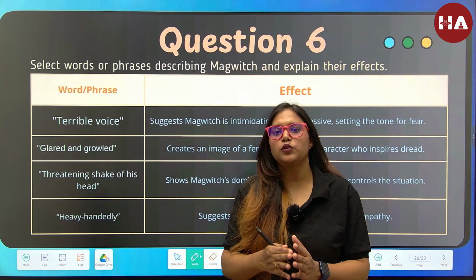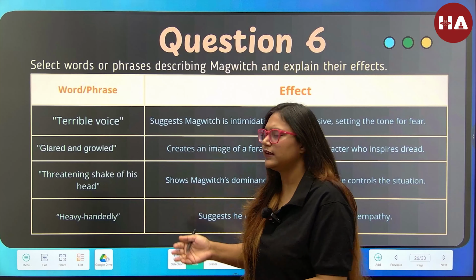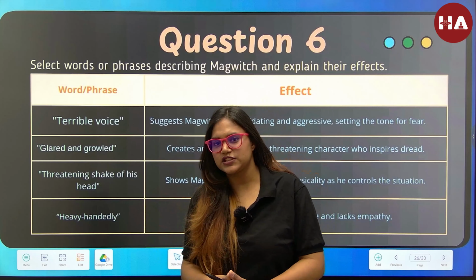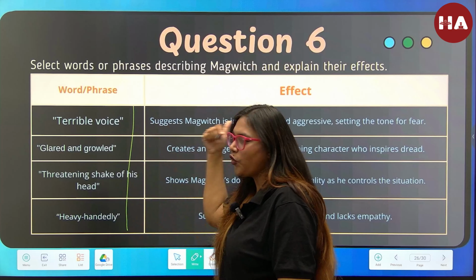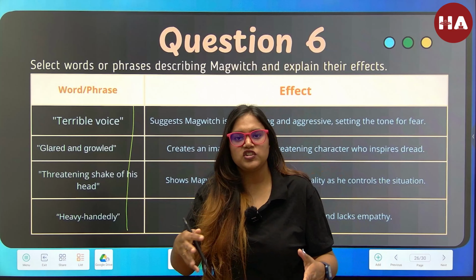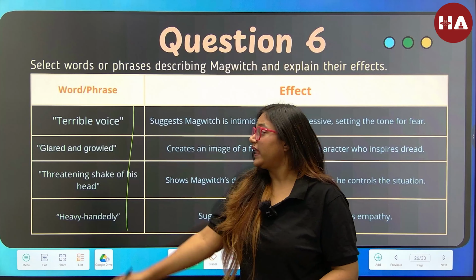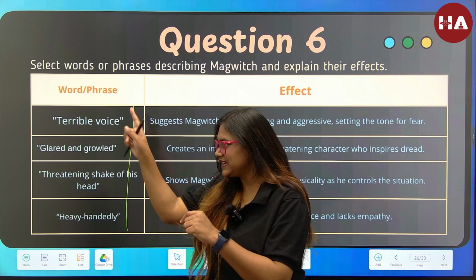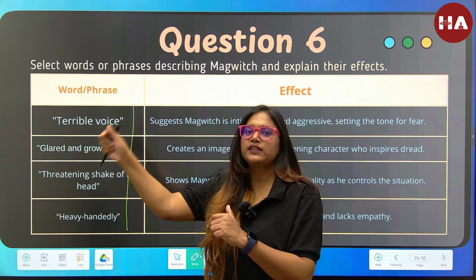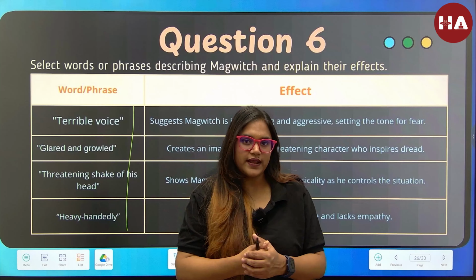This is what you need to learn, and we are learning it well from this extract. I hope you will analyze these phrases before looking at the answers, and we shall discuss. Please pause the video and analyze these phrases against Magwitch now: what do these phrases tell you about the character Magwitch? Alright, please pause the video.